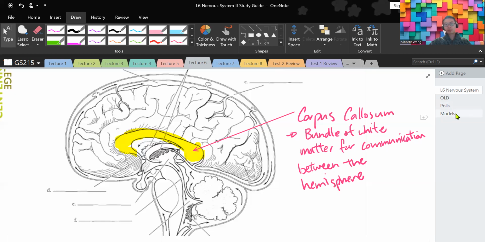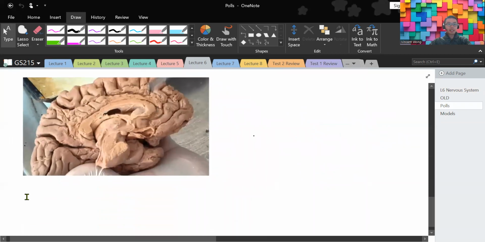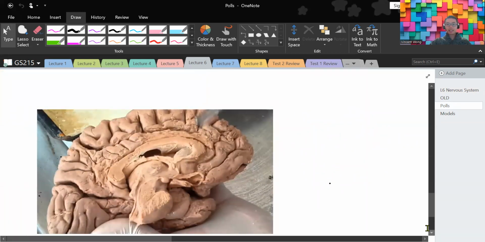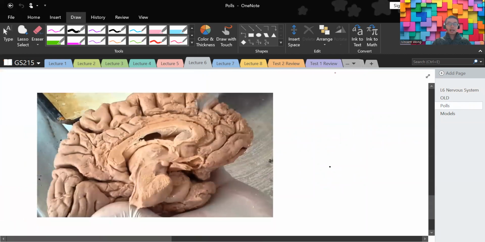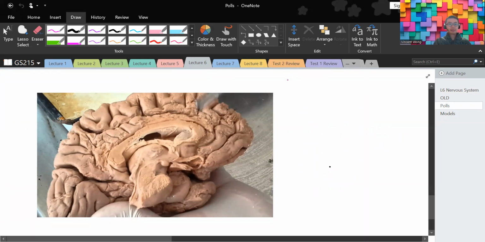Okay, let me show you another one right here. There you go. That's another brain, a real one, cut along the midline. Can you identify the corpus callosum? Do you see it? I hope you see it, right? The corpus callosum is right here. It's not actually that white, but it is white matter. Okay, so that's the corpus callosum.